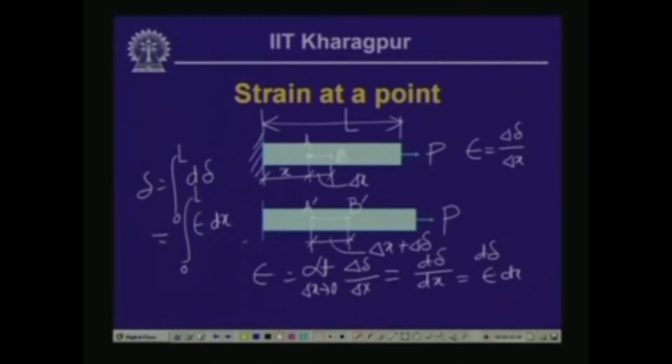If we have uniform strain everywhere, then this is equal to epsilon integral 0 to L dx, which is L, and epsilon we get as delta by L, as we have seen earlier. If the strain is constant everywhere, it is uniform, we get delta by L. If it is not, then delta is integral 0 to L epsilon dx.